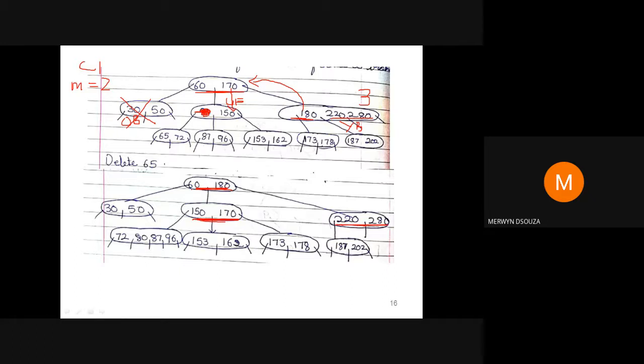Once you have got those keys, then you make sure that these branches are put correctly. These two values are less than 60. These two values are greater than 60, less than 180, so this branch is in the middle. These values are greater than 180, so this is here. Similarly here, these values are less than 150. These values are greater than 150, less than 170. And these values here are greater than 170.